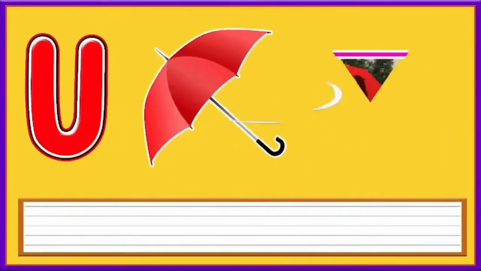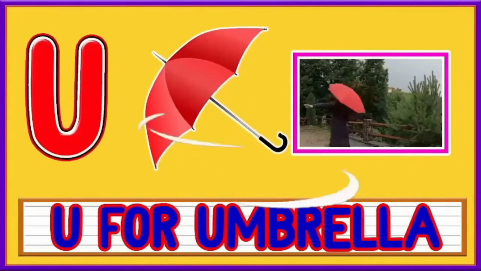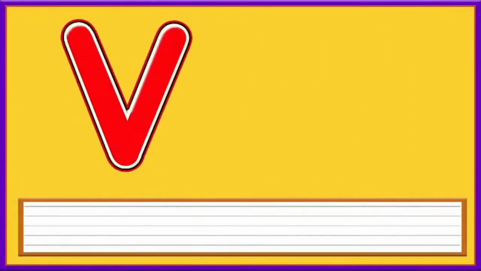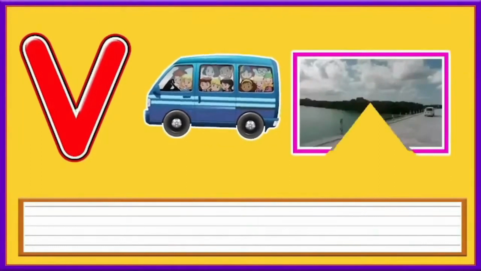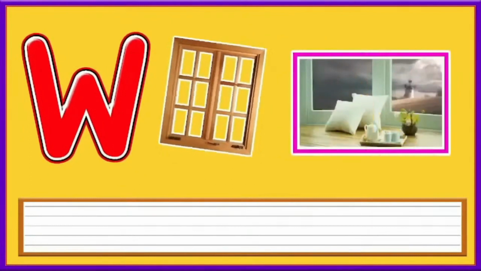U for umbrella. V for van. W for window.